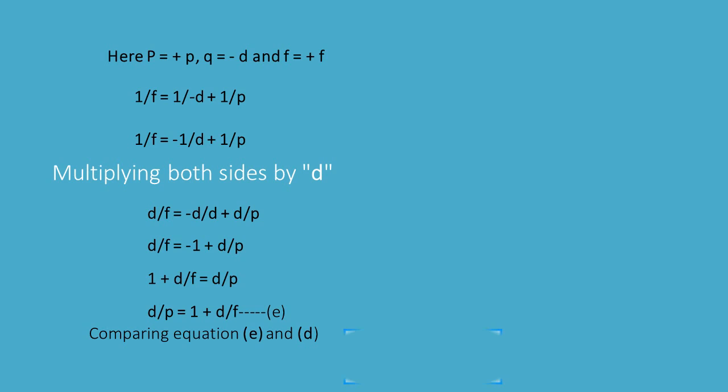Comparing equation E and D, we get magnifying power equals 1 plus D upon F, which is our required equation for a simple convex lens behaving as a microscope.